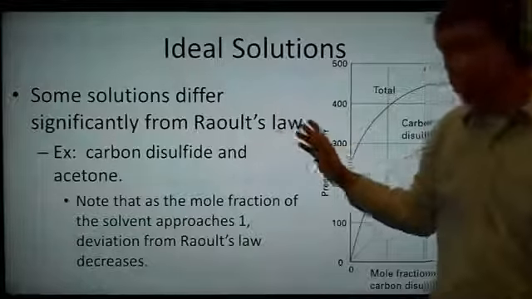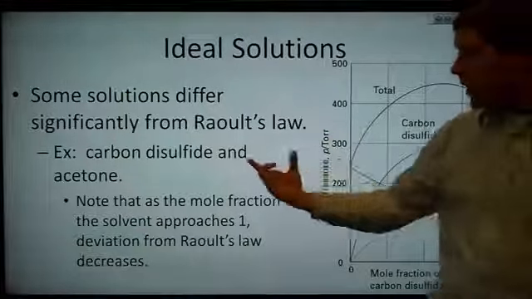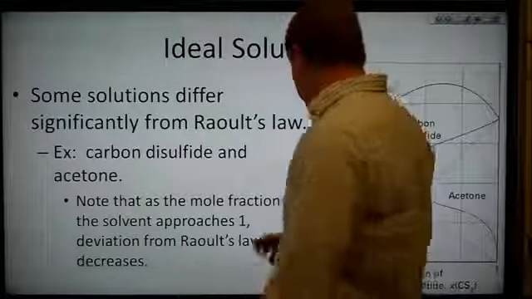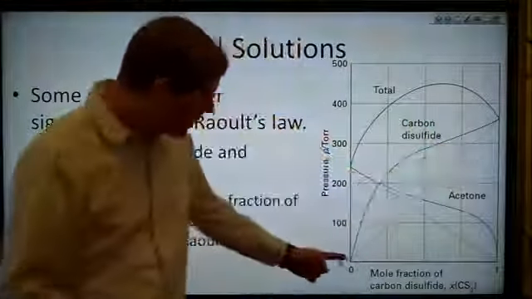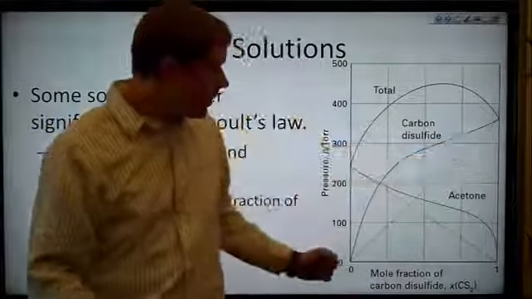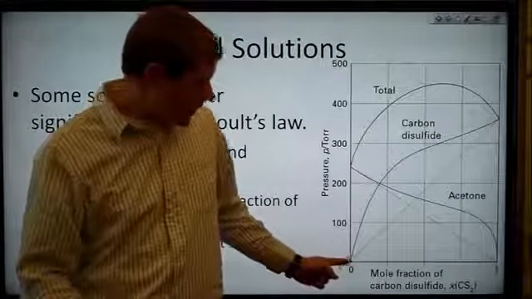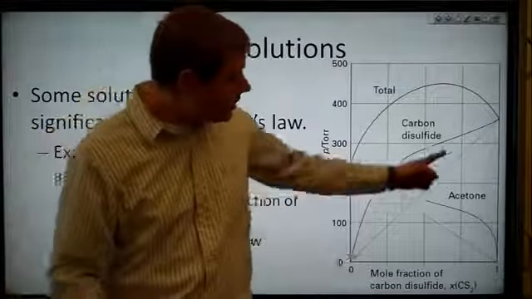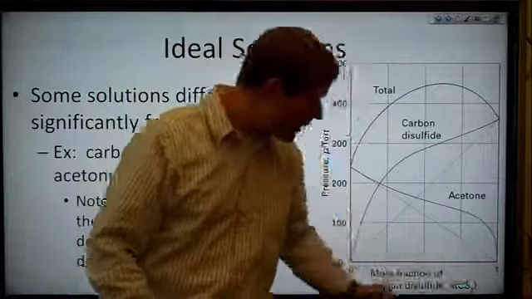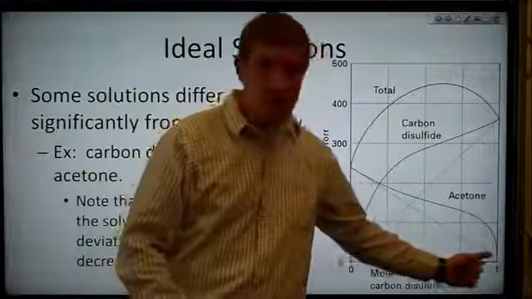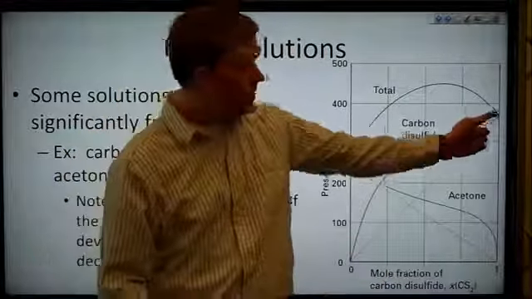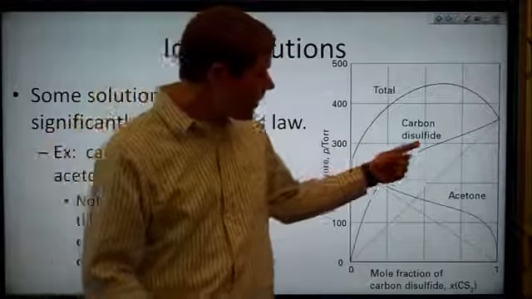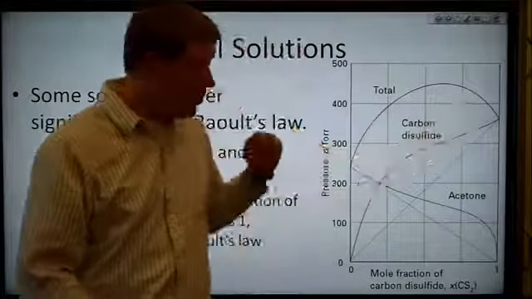So some solutions can differ significantly from Raoult's law. If we look at, for example, a solution of carbon disulfide and acetone, we get a plot that looks something like this. As we change the mole fraction of carbon disulfide, we expect the vapor pressures to change linearly. So the dotted line here and the dotted line there: this is the dotted line that we expect for acetone, and here's the dotted line we expect for carbon disulfide. With a total pressure, we expect to be linear between this point and that point.